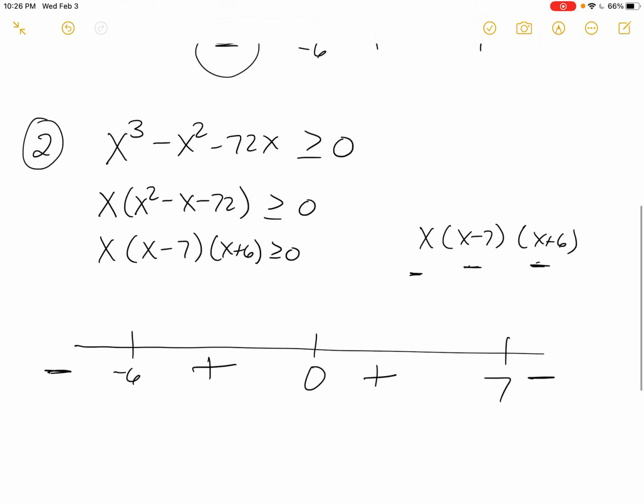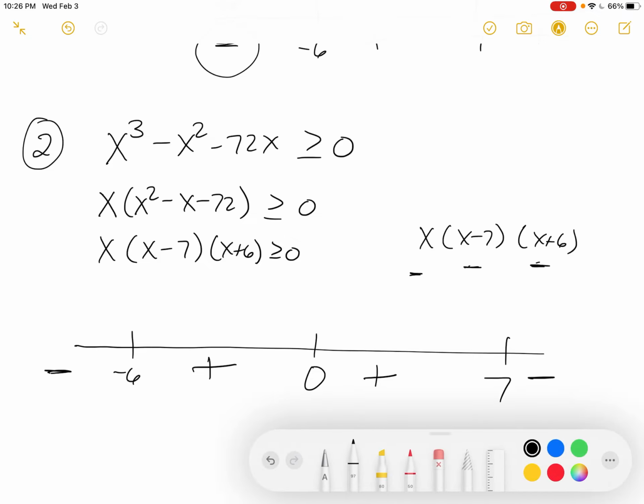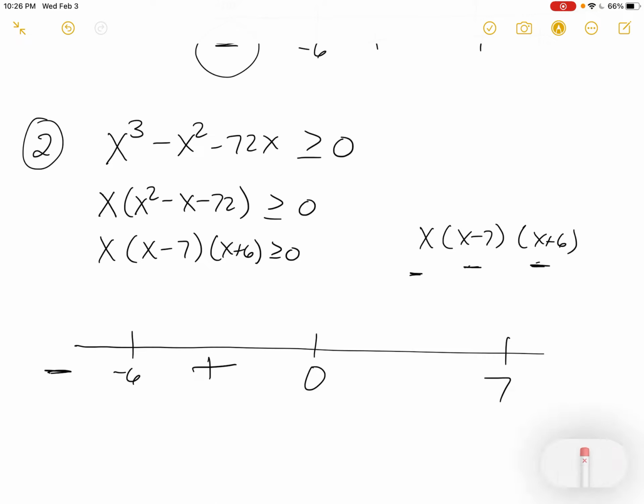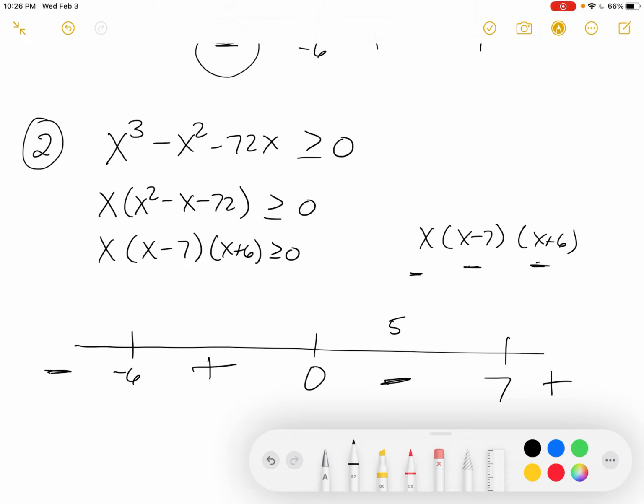And so, you can double check that by picking something in here. I apologize. I didn't really pass through at that 0. I'm glad I took a second look at that. At 0, it's going to pass through. And at 7, it's going to pass through. Sorry, it should have changed signs at the 0. But let's double check. Let's pick something like 5. If I plugged 5 in, I get 5 times (5 minus 7) times (5 plus 6). That's a positive times a negative times a positive, which is negative. So it will agree with all of that.